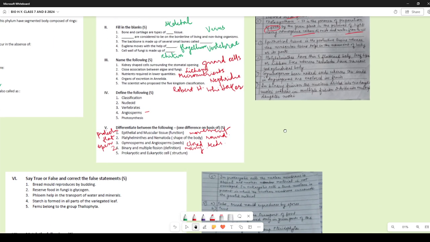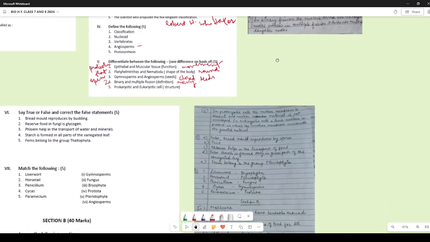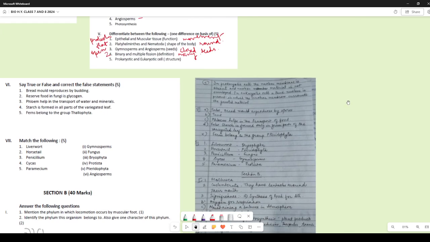Prokaryotic and eukaryotic cells. Let us talk about the structures. So in prokaryotic cell, the nuclear membrane is absent. There is no definitive nucleus over here, whereas in eukaryotic cells, a definitive nucleus is present. Okay. In prokaryotic, it is basically a nucleoid.